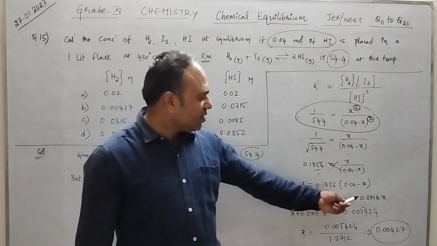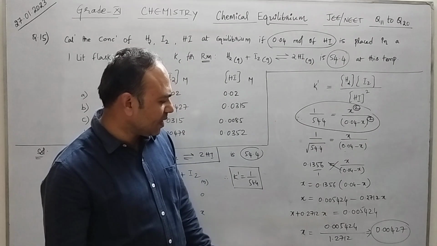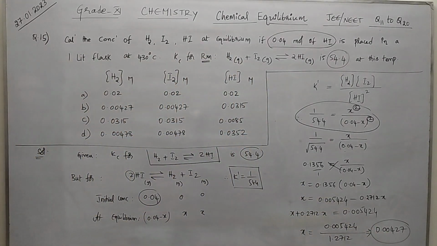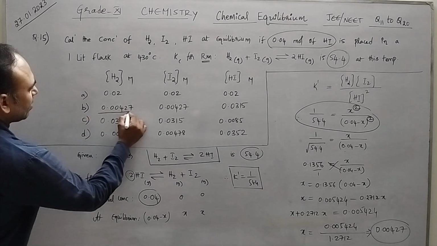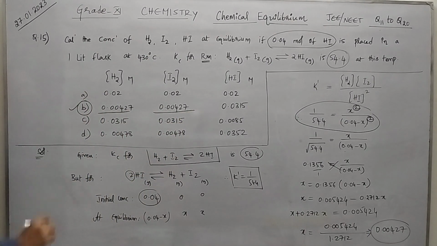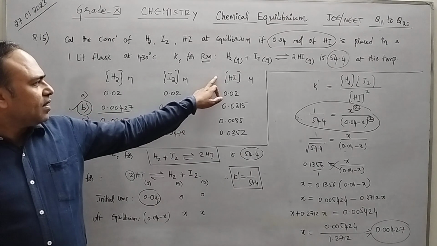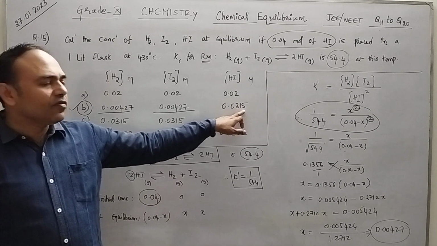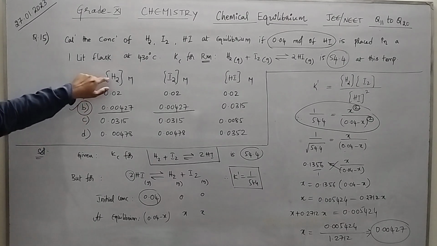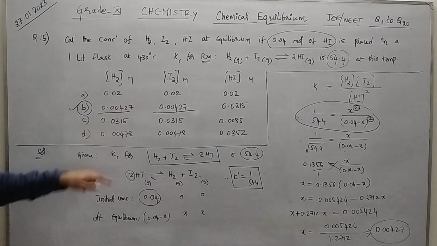So I have solved this. So finally what you get? The value of X is 0.00427 molar. See, actually you got the answer here. You can stop this question and mark this. But to confirm that whether HI concentration is 0.0315, we will move to the second step. Hope you have understood the first part where you got the concentration of H2 and I2, nothing but X.